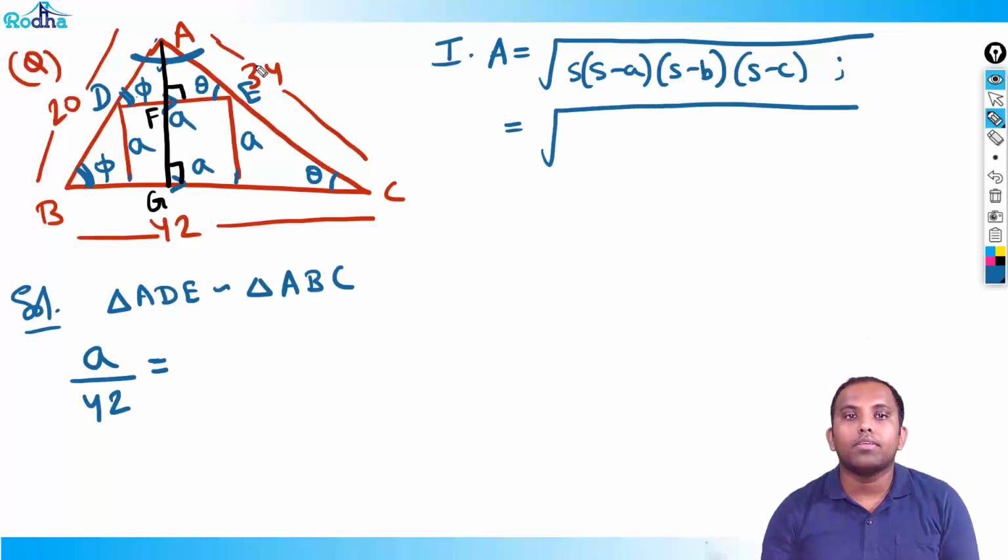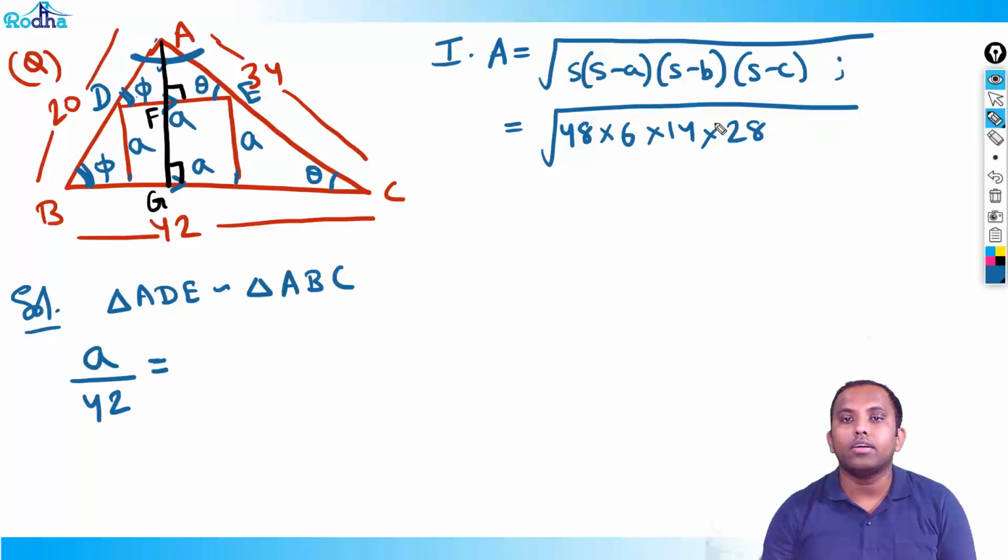S is 20 plus 34, 54, plus 42, 96. So S is 96 by 2. What is 96 by 2? 48. So S is 48 here. Correct? Now 48 into S minus A. What is S minus A? 48 minus 42 is 6. Now S minus B: 48 minus 34 is 14. S minus C: 48 minus 20 is what? 28.